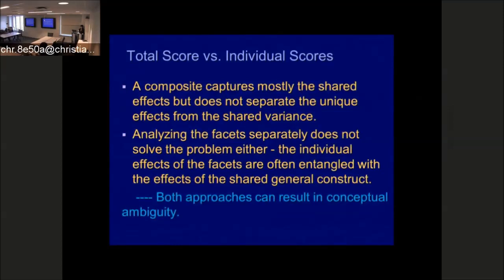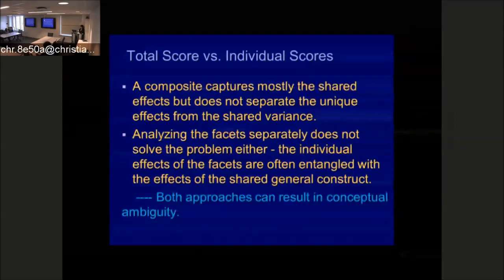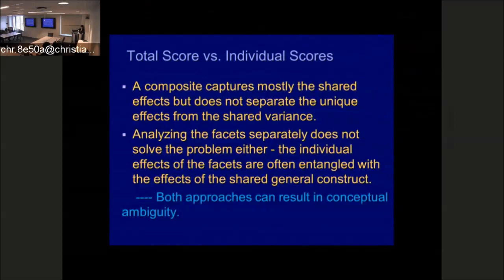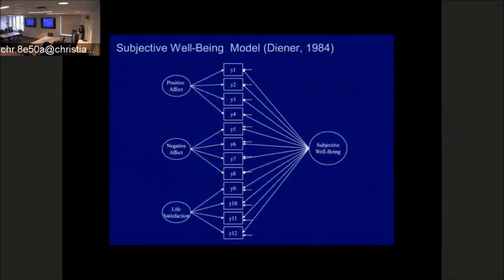A composite score captures mostly the shared variance, but it doesn't separate, give us the unique effect. Analyzing the facets separately does not solve the problem either, because the individual effects of the facets are often contaminated with the effects of the shared general construct. So both approaches can result in conceptual ambiguity. This is where the bifactor model comes in.